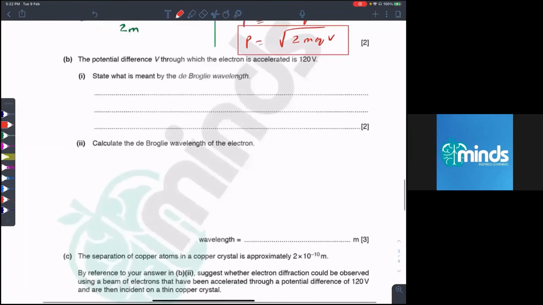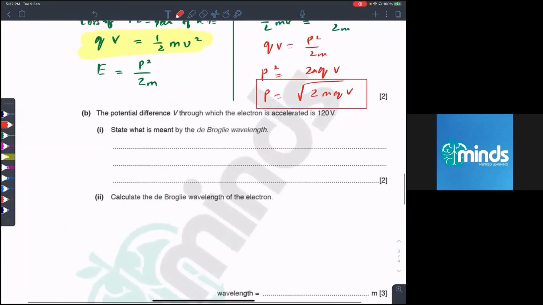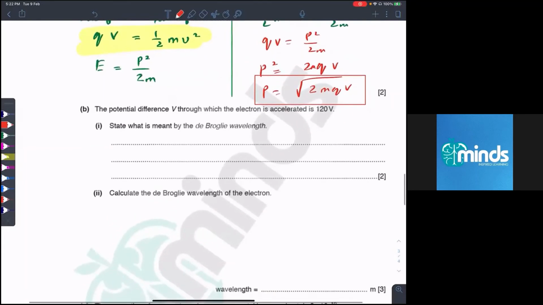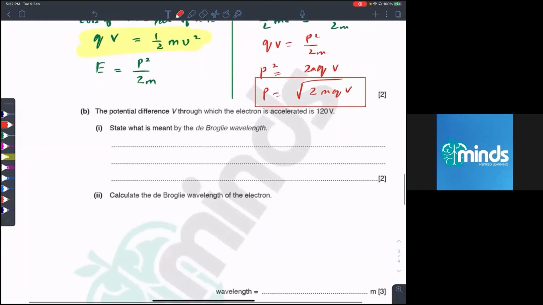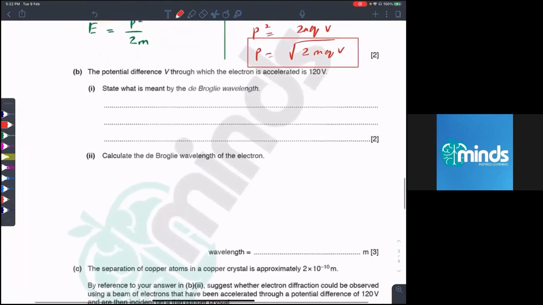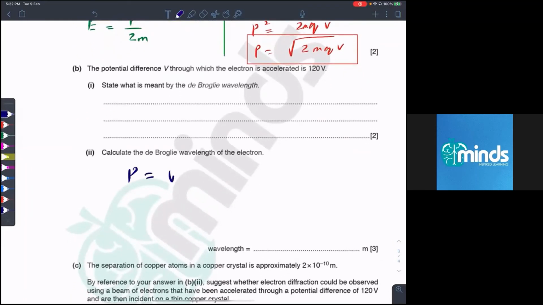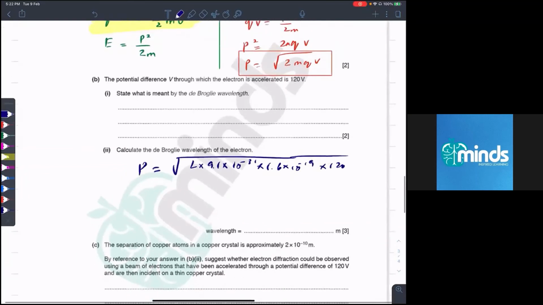Calculate the de Broglie wavelength of the electron. So what you can do? Calculate momentum of the electron using this equation, because the mass and charge must be given in the paper. Potential difference is 120. We can easily calculate momentum using 9.1 exponent minus 31, 1.6 exponent minus 19 into 120. You will get the value of momentum. Then we know that de Broglie wavelength is given by h over p.